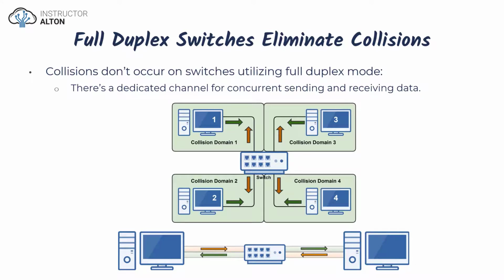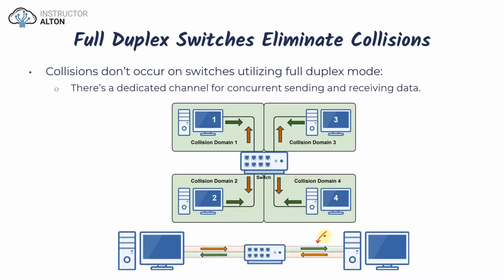Well, why is that? Well, as you see depicted here on this diagram at the bottom, we have a switch that's connecting two systems together, and you're going to see that there are two separate channels. There's a channel that's dedicated for sending data, and there's a channel that's dedicated for receiving data at the exact same time. And if you think about it from the perspective of a network cable, think of it as one cable for sending and another cable for receiving, and it being designed so it can happen at the exact same time. So that begs the question, why would we use half duplex mode?